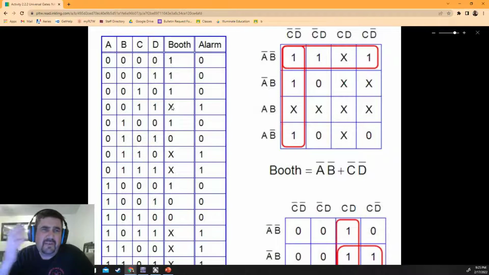The X just means we don't care whether that's a 1 or a 0. That's all it means. Think about it. What would you put if I forced you? If I said, hey, put a 1 or a 0 here, you'd be like, I don't know.